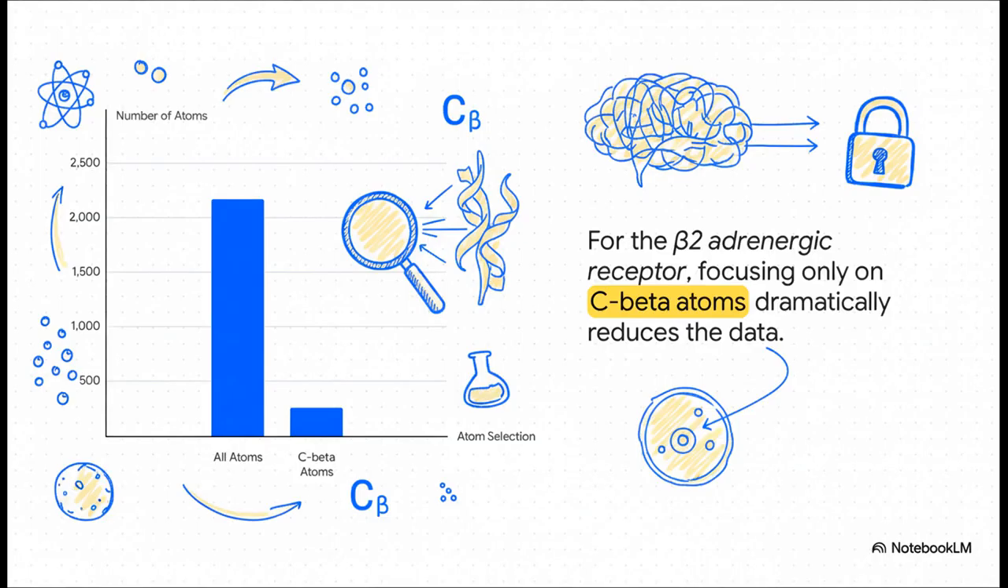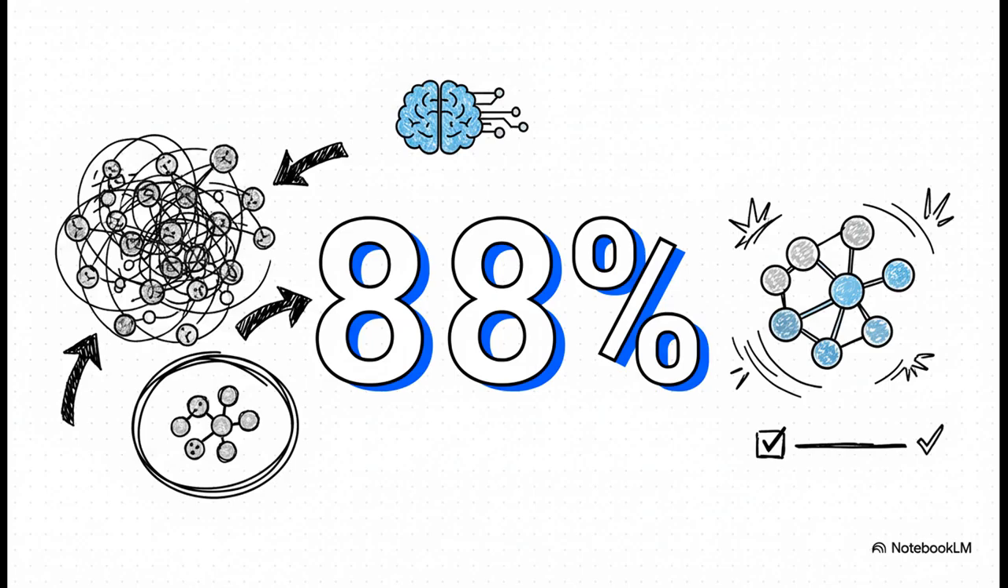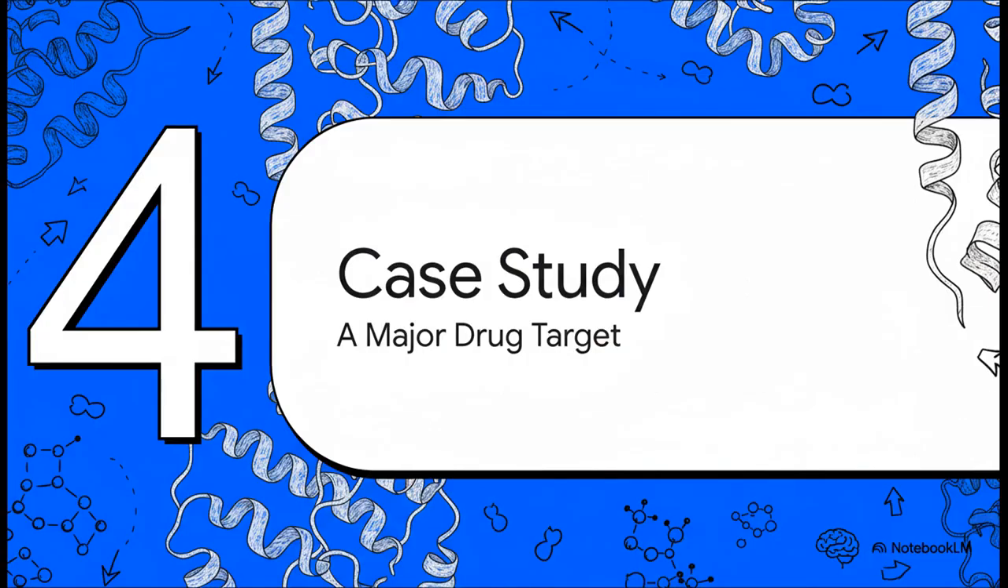They found that by focusing on just one specific kind of carbon atom, the C-beta atom, they could slash the complexity and the cost of the calculation, all without losing the really critical information. And just how big of a shortcut are we talking about here? For their main case study, they cut down the number of atoms they had to look at by a whopping 88%. That's a huge deal. It makes the whole process way faster, way more efficient, and it means we can apply this to even bigger, more complicated proteins.